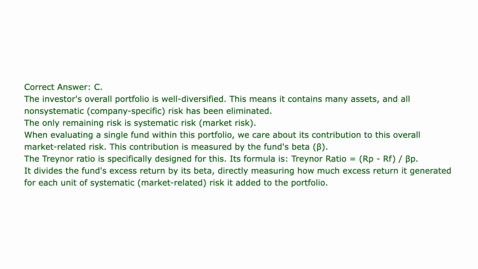Investor's portfolio is well-diversified, only systematic risk matters. Fund's contribution to this risk is measured by beta. Treynor ratio, excess return divided by beta, directly measures return per unit of systematic risk added.